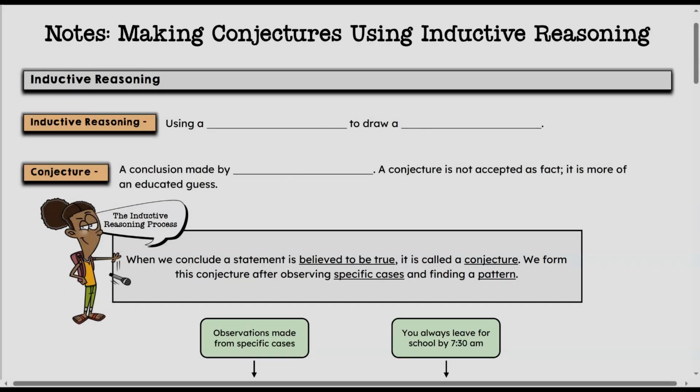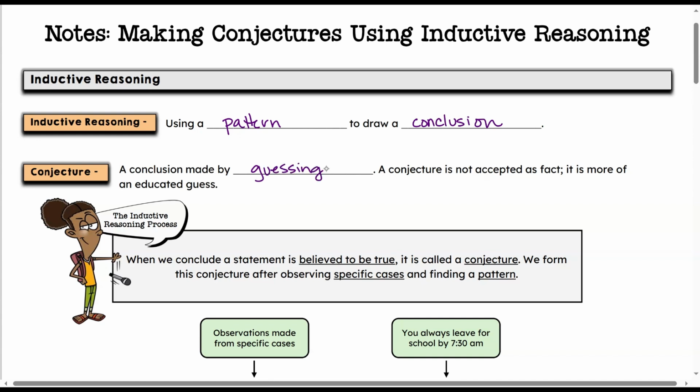Let's get started on today's notes over making conjectures using inductive reasoning. First, let's talk about some vocabulary. What is inductive reasoning? Inductive reasoning is using a pattern to draw a conclusion. And that conclusion is called a conjecture.